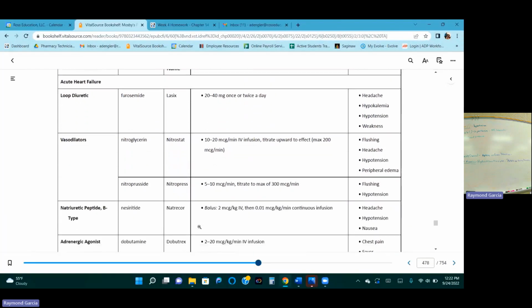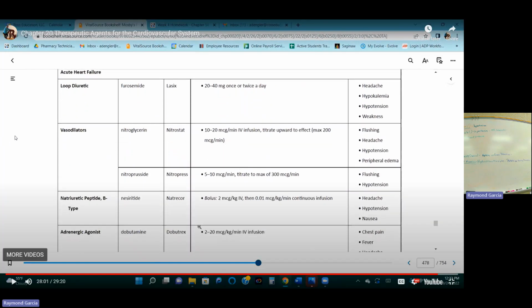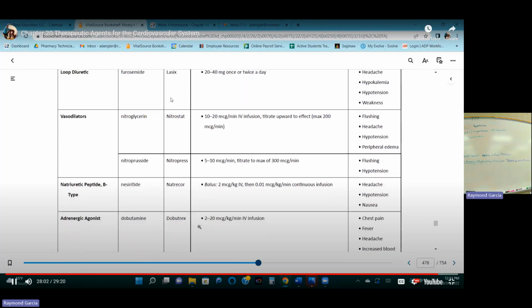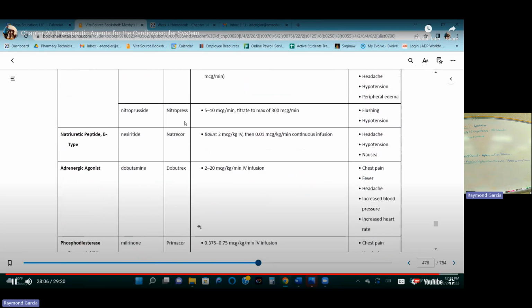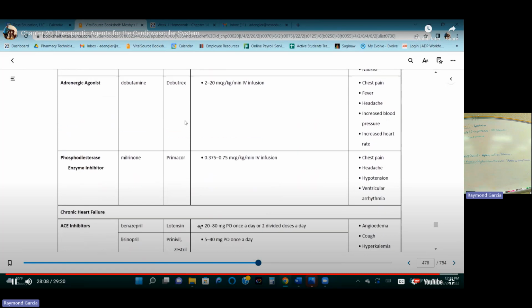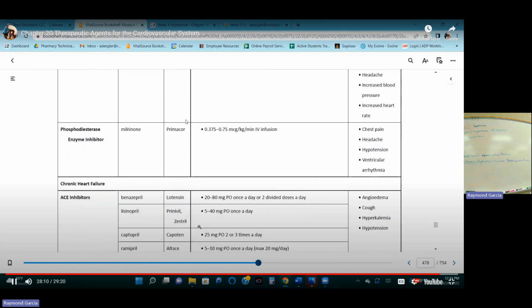Acute heart failure: loop diuretics. There's loop diuretic again, that's furosemide. Again, we've got to watch out for that one because it's not potassium sparing. It'll eliminate everything, all the excess within the body. So we're going to need a potassium to take with this furosemide. Natriuretic peptide B types, adrenergic agonists, phosphodiesterase enzyme inhibitors.